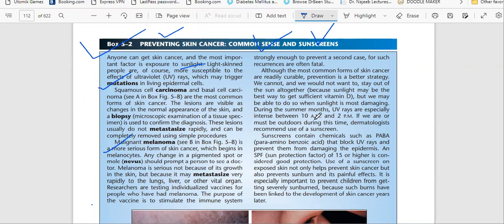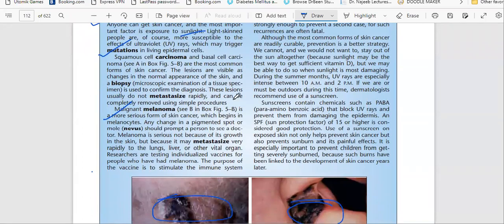sun rays. I would advise using natural sunscreen rather than chemicals. Here, the chemical given is para-aminobenzoic acid, which will block UV rays and prevent them from damaging the epidermis. A sun protection factor of 15 or higher is considered good protection.